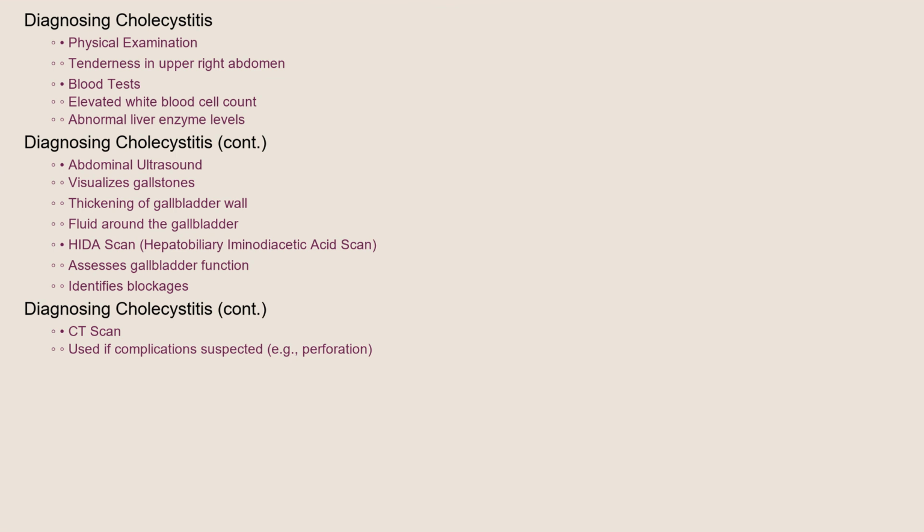Diagnosing cholecystitis involves a combination of physical examination, medical history, and diagnostic tests. During a physical exam, the doctor will check for tenderness in the upper right abdomen. Blood tests can reveal elevated white blood cell count, indicating infection, and abnormal liver enzyme levels. The most common imaging test is an abdominal ultrasound, which can visualize gallstones, thickening of the gallbladder wall, and fluid around the gallbladder. In some cases, a HIDA scan, hepatobiliary iminodiacetic acid scan, may be performed. This nuclear medicine test assesses gallbladder function and can help identify blockages in the biliary tract. A CT scan may also be used, especially if complications like perforation are suspected.